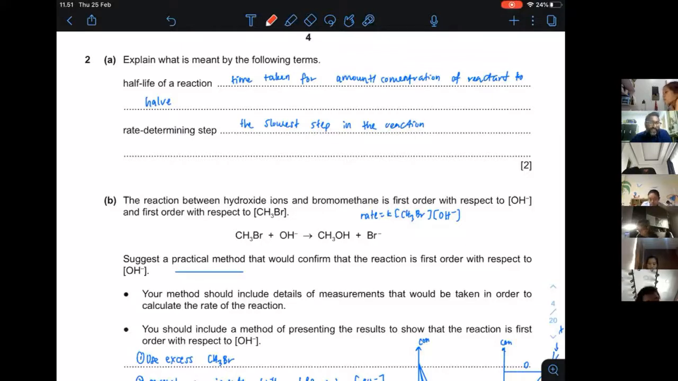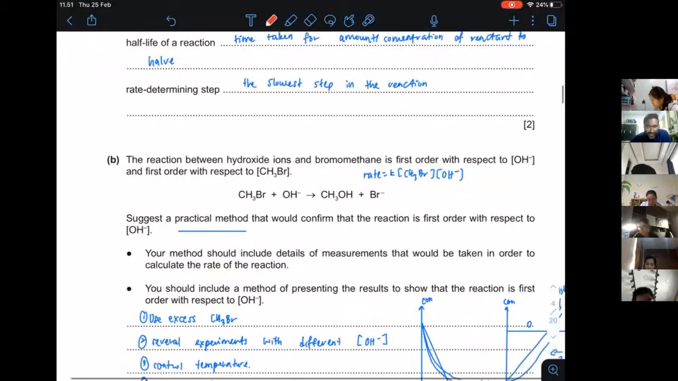Now, rate determining step. The rate determining step is the slowest step in the reaction. Don't write "slow step". I've seen some students write "slow step". No, there are many slow steps, so you need to tell which one. The slowest step will be the rate determining step.